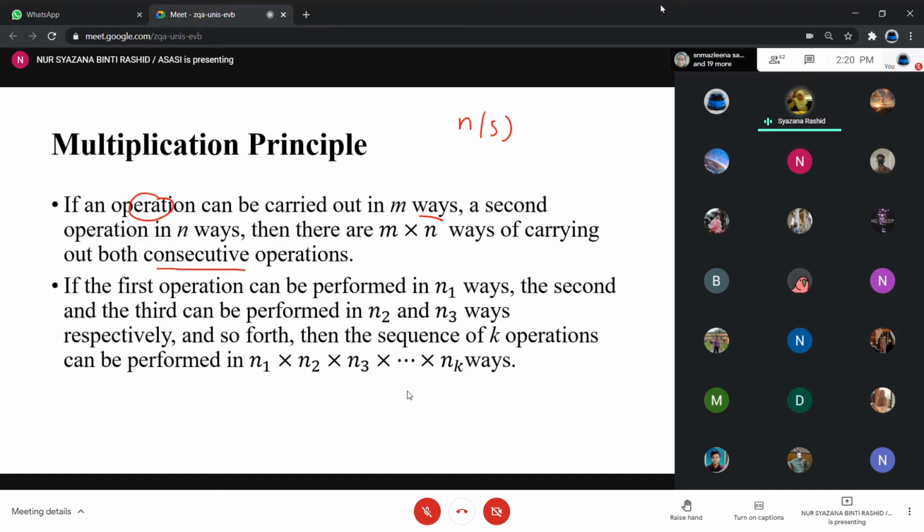So selalunya sebelum ni kita buat nak kira macam mana? Kita akan berpandukan, we will depend on tree diagram kan? Tree diagram. So yang ni applying multiplication principle, we don't need that tree diagram. Okay, contoh.